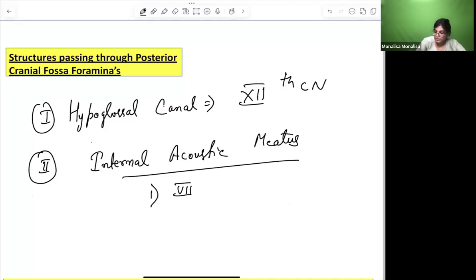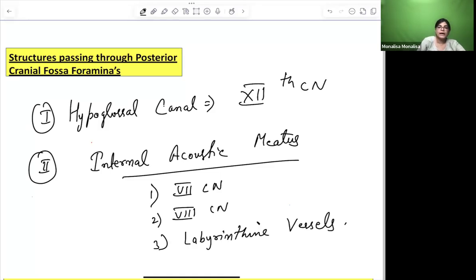Seventh cranial nerve, eighth cranial nerve, labyrinthine vessels.